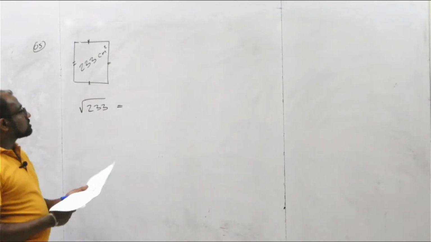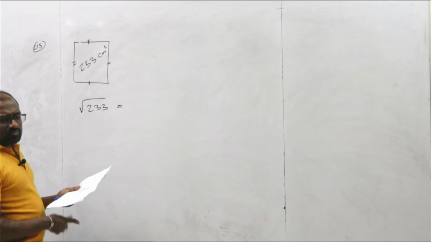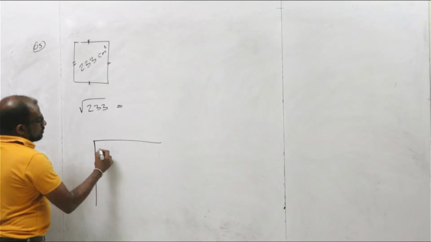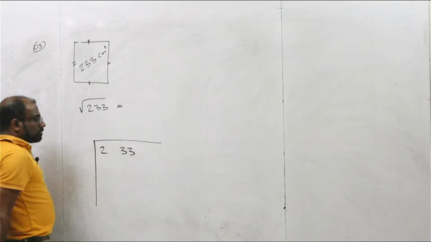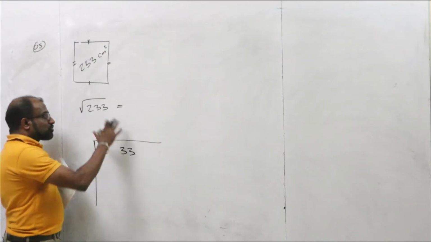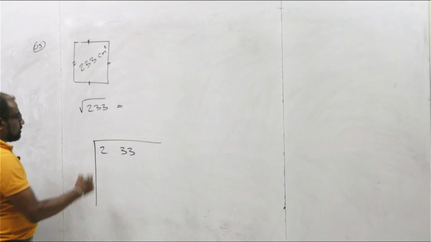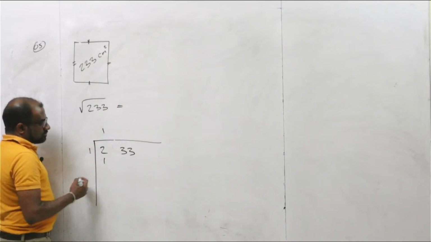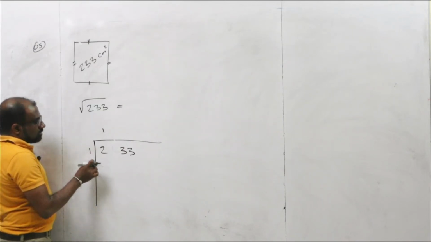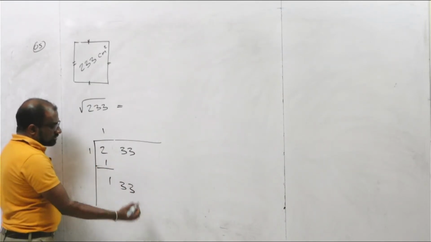So what method can we use? The division method, to make an approximation. We have 233, so write it like this: 2 and 33. We divide into 2 digits from the right side. Then 1 times 1 is 1. Remainder 1. Take down 33.